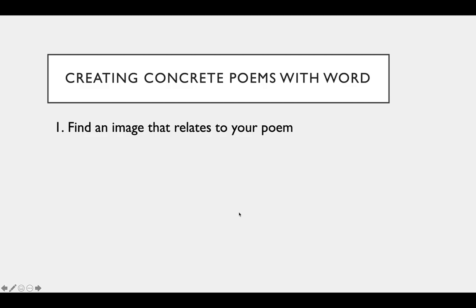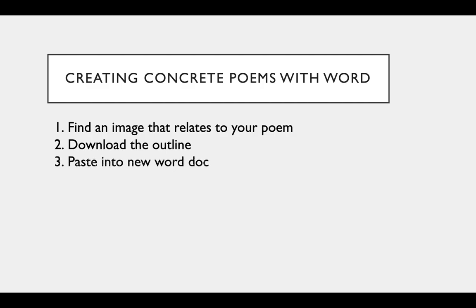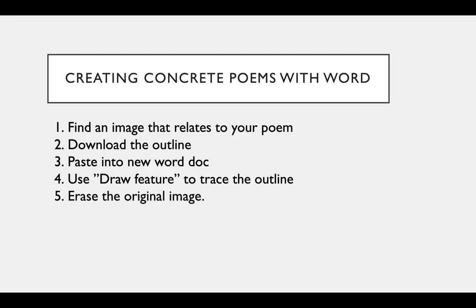So find an image that relates to your poem. Again, kind of the same thing we did with Miss Cassie, like you're drawing a mug or whatever. A simple outline is the easiest to start. If you want to go more elaborate, you could for sure too, but just for practice, I suggest doing something simple. Download the outline, or you can just copy, save as, and then paste it into a new Word document. Then you use the draw feature to trace the outline, and I'm going to show this to you. Then you erase the original image, so you're just left with your drawing. And then you type text to form the shape. Then you erase the outline.